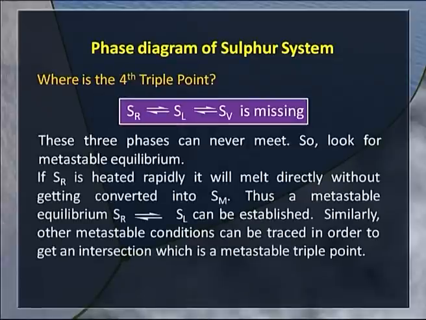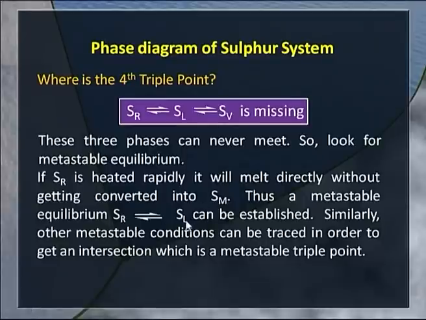Similarly, if we carry out an experiment in which rhombic sulfur is heated rapidly without giving sufficient time to get converted into monoclinic sulfur, it directly melts. Conversion of one solid into another solid requires restructuring or reordering of molecules. If you do not give time for such a reordering, total disorder takes place. Therefore, rhombic directly gets converted into liquid, and we can establish this rhombic liquid equilibrium.